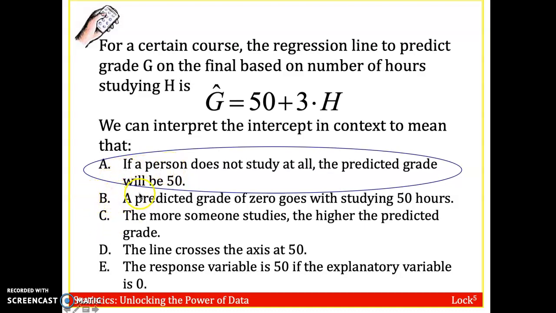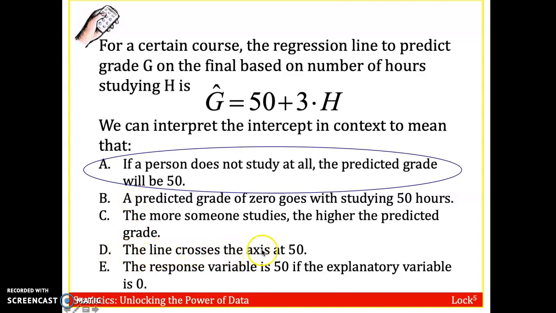Okay, what about B? Predicted grade of 0 goes with studying 50 hours. B is incorrect. The variables are switched here. The more someone studies, the higher the predicted grade. C is accurate. This is a true statement because there's a positive slope. But again, it's not the correct interpretation, even though it's accurate.